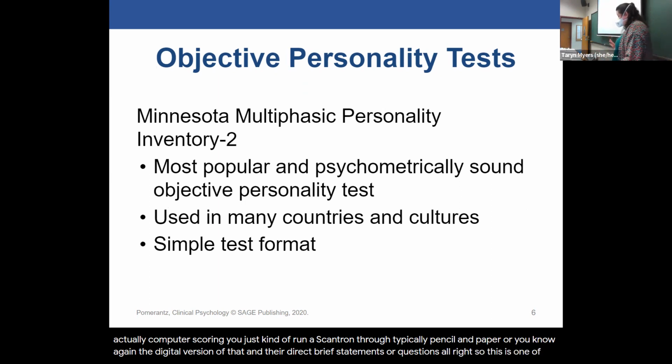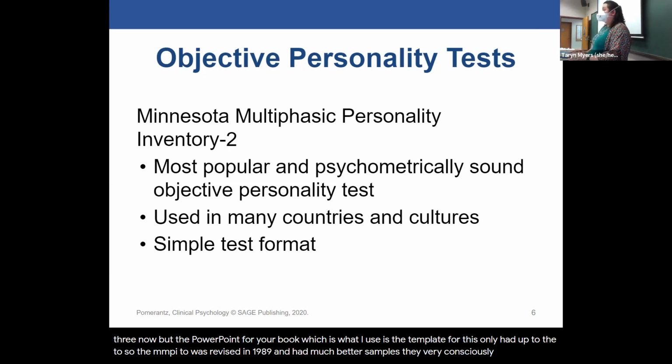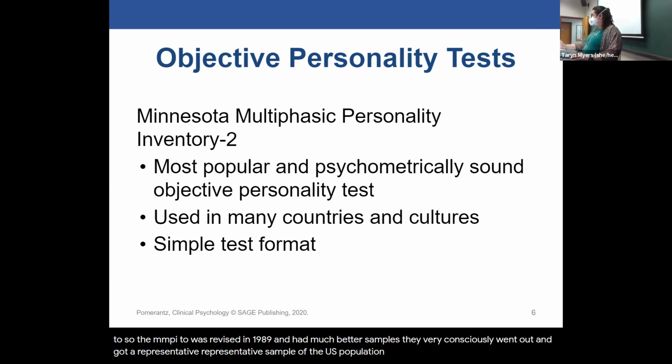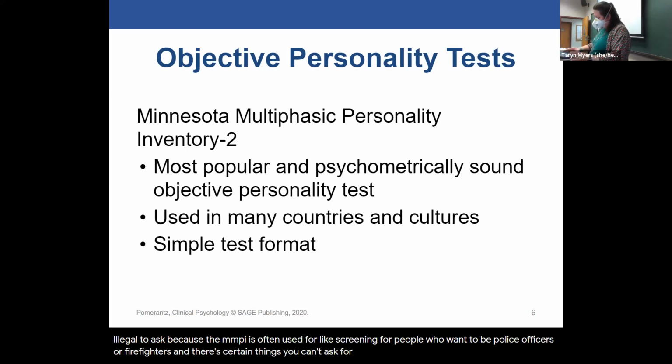All right, so this is one of the reasons why I'm going to use the PowerPoint only as guidelines. The MMPI is actually on the MMPI-3 now, but the PowerPoint for your book, which is what I use as the template for this, only had up to the 2. So the MMPI-2 was revised in 1989 and had much better samples. They very consciously went out and got a representative sample of the US population at that time. They also removed items that were inappropriate or illegal to ask, because the MMPI is often used for screening people who want to be police officers or firefighters, and there's certain things you can't ask for that, right?